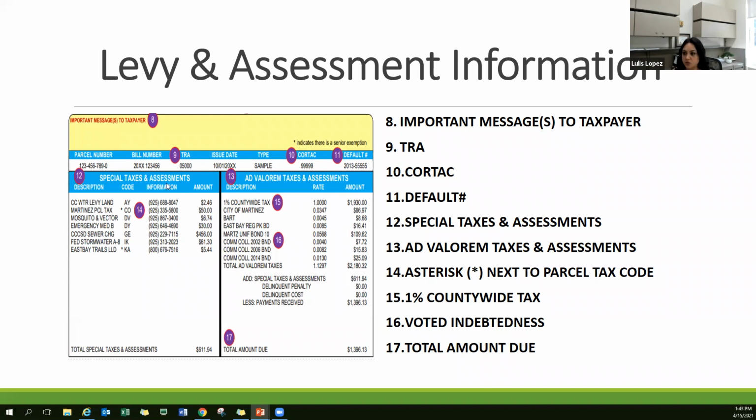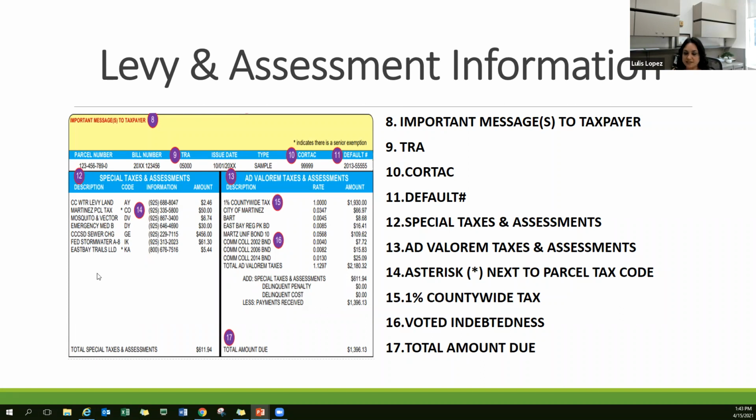On 12, special taxes and assessments, these are additional charges placed on the property tax bill. These charges are not based on the assessor's valuation. So if you want information on each of the bills, there is a phone number on the side that you can contact. And we also have information online that details the listing of the levy and the bond phone numbers.